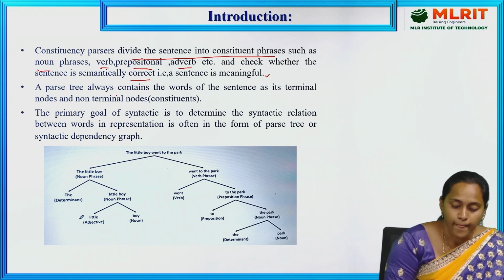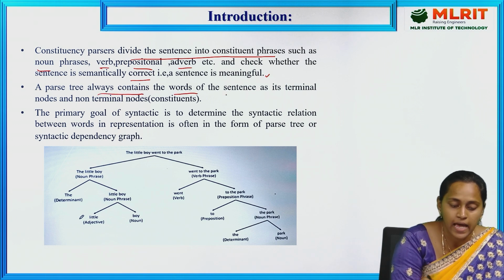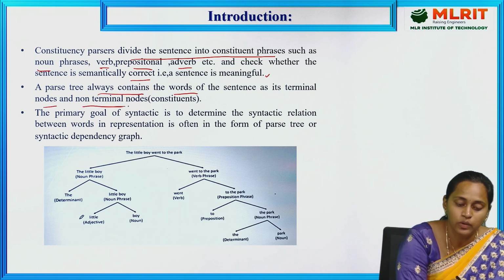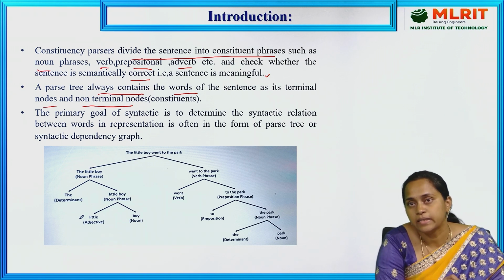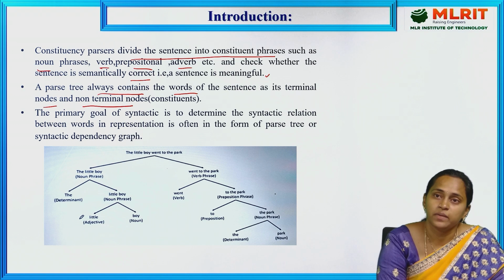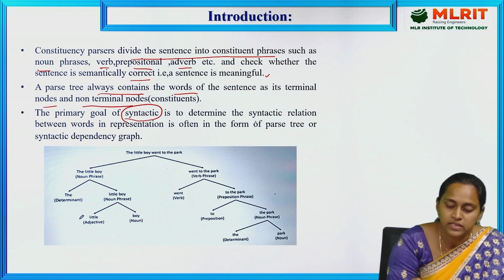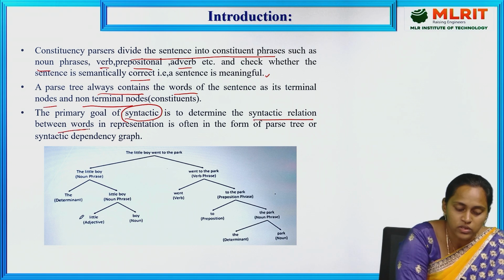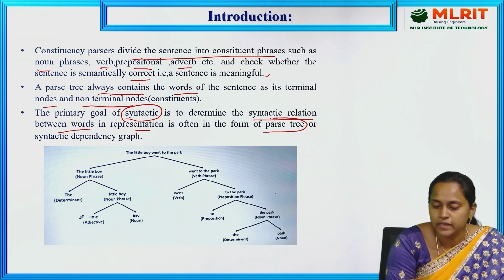So, a parse tree always contains the words of the sentence as its terminal nodes and non-terminal nodes. We already discussed context-free grammar in a previous example. A structure contains the terminal nodes and non-terminal nodes, meaning the syntactic category and all other components of the sentence are called non-terminal nodes. The primary goal of syntactic analysis is to determine the syntactic relation between words, and the representation is often in the form of a parse tree.